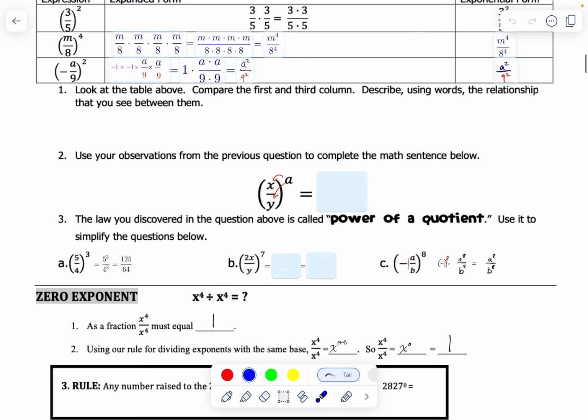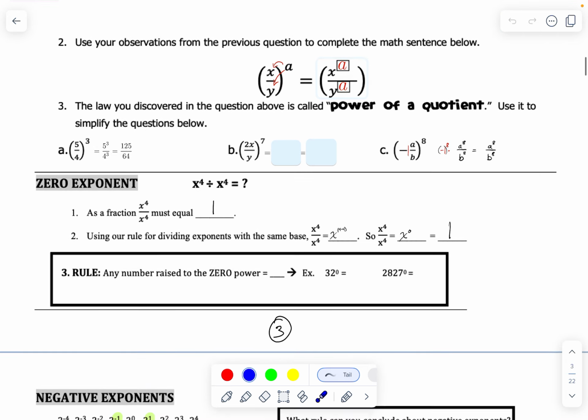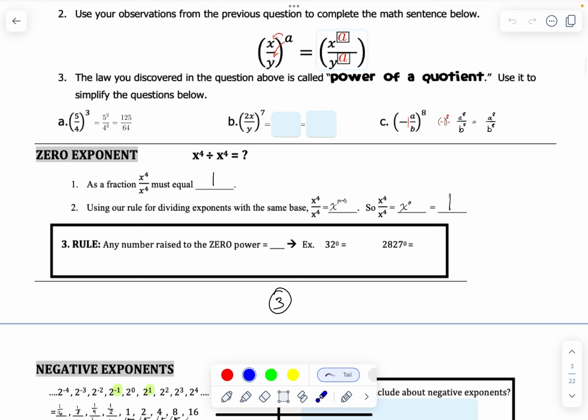Okay, so here's what's really happening. If I have x over y to the a, I can say it's x to the a over y to the a. It's like the exponent is being distributed to the numerator and to all the terms in the denominator. Now go ahead and try that on the problems below, and when you're ready, unpause.